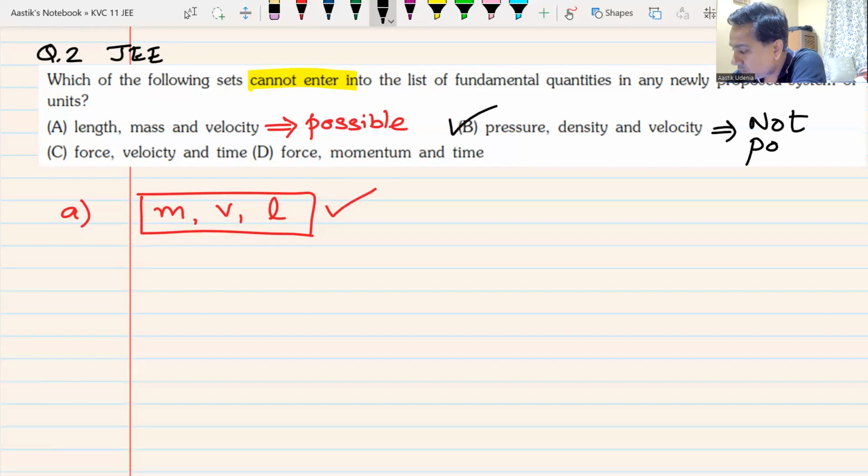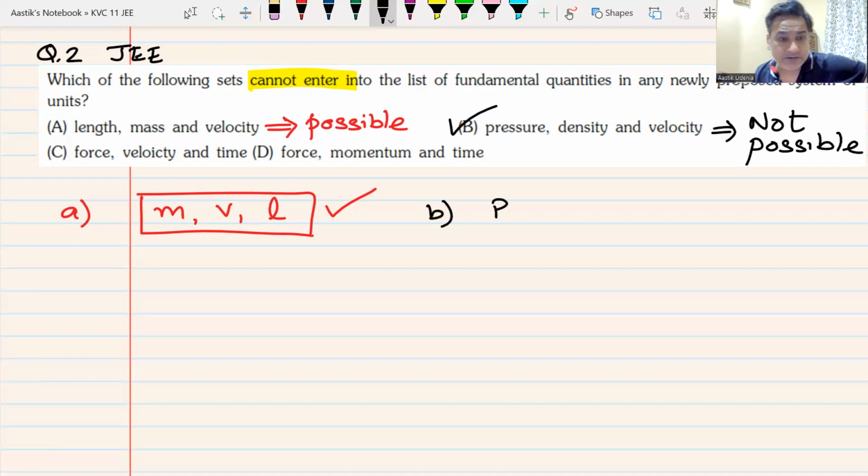Why is this system not possible? Because I can derive pressure from density and velocity. Pressure can be derived from density and velocity. So that is why this system is not possible, because I have a formula and you will get this formula when you grow up.